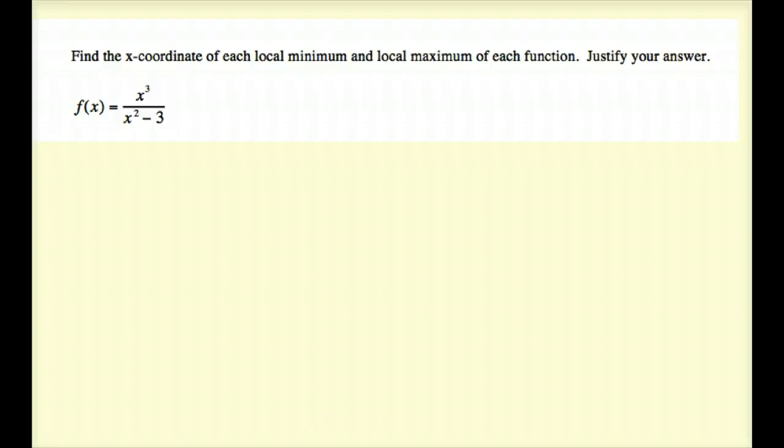Alright, so let's continue with the rest of the section. It says find the x-coordinate of each local minimum and local maximum in each function. Justify your answer. So let's go ahead and take this derivative. And if you notice, I have the quotient rule.